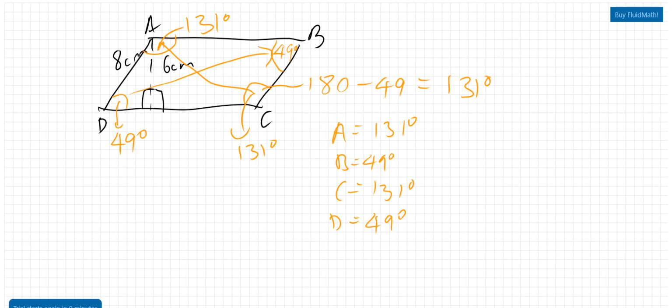Just to state your unknown angles. But that's it. So this one was tricky because you may have forgotten the properties of a parallelogram. But once you find one angle in a parallelogram, you can find all the others just by doing this.